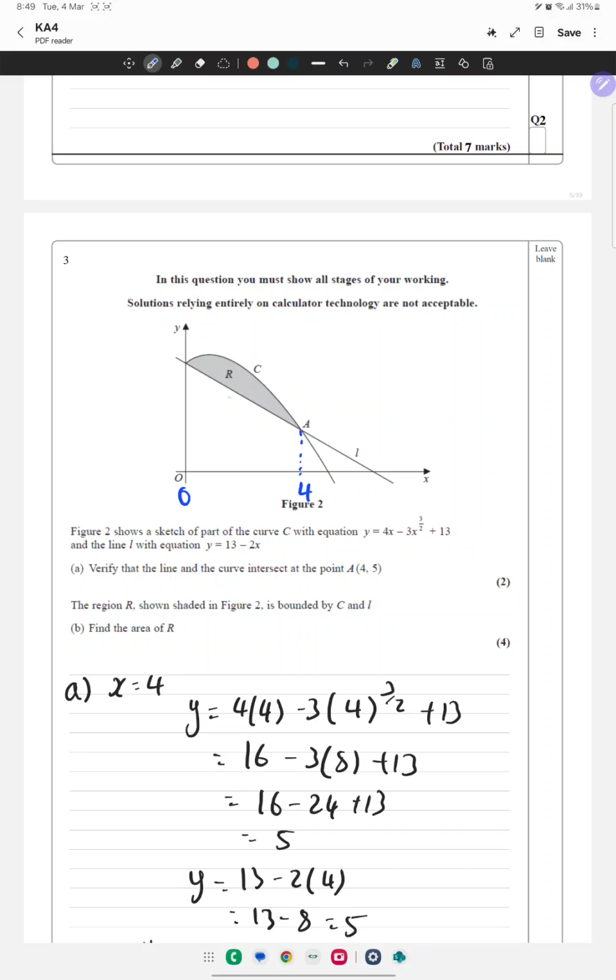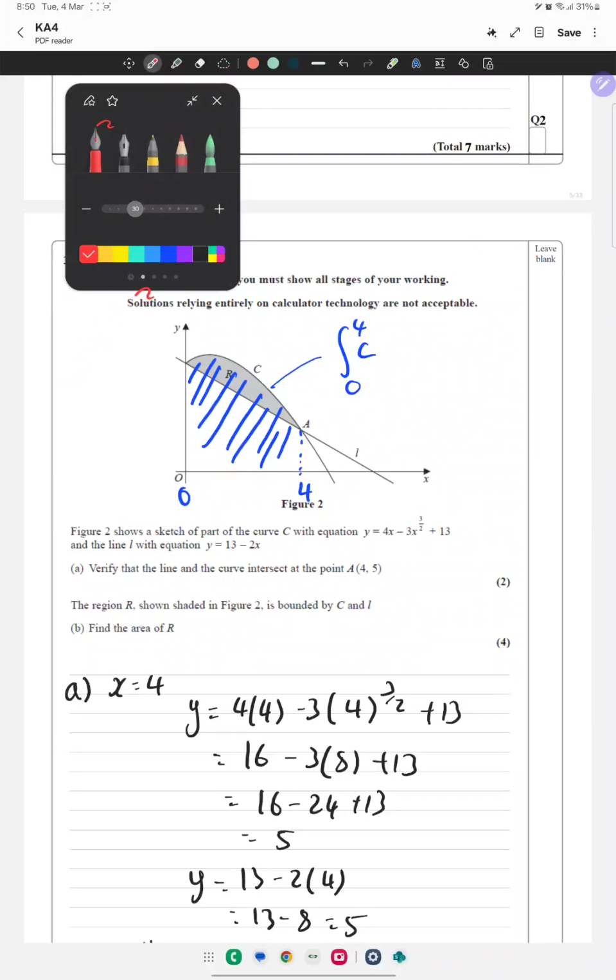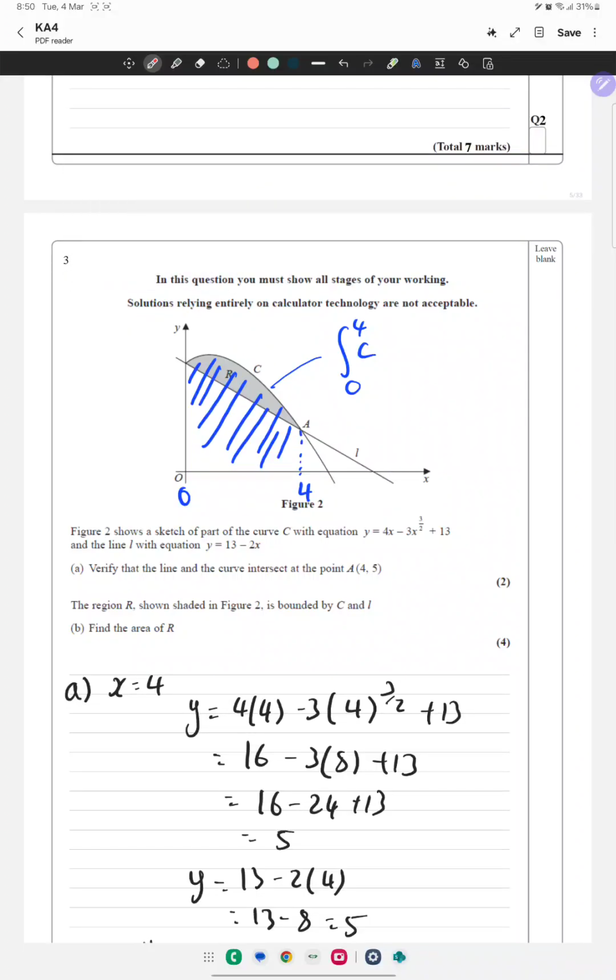Now if I integrate under C, I'm going to get all this. Now that's too much, I don't want all that. So that is the integral under C between 0 and 4. Yeah, that's going to be fine. What we want to take away is this trapezium.